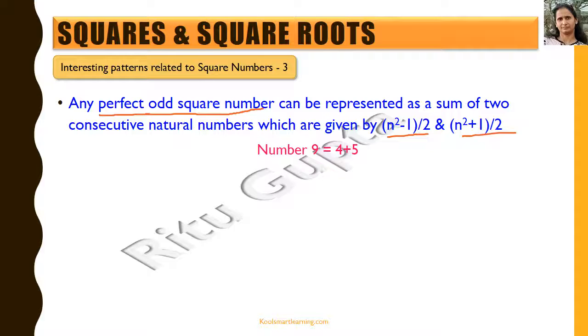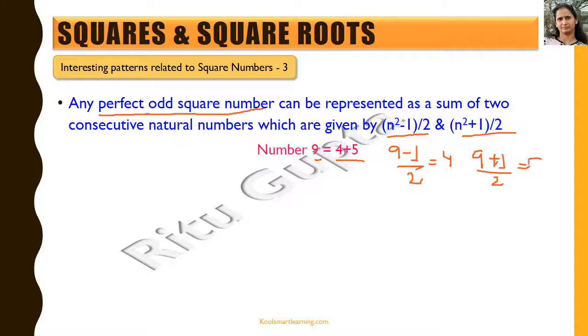If we take the number 9, this can be represented as the sum of 4 and 5. Here n square is 9, so 9 minus 1 by 2 gives us 4. And similarly n square plus 1 by 2, which is 9 plus 1 by 2, gives us 5.